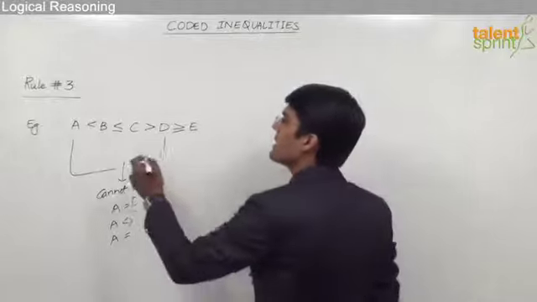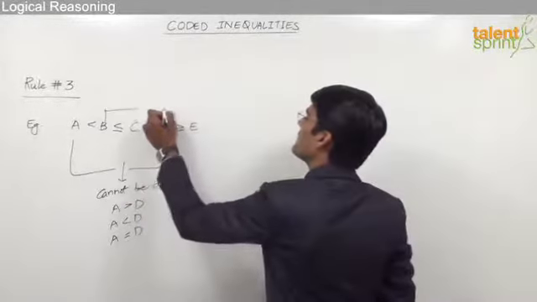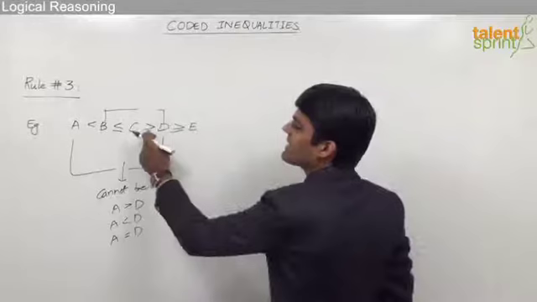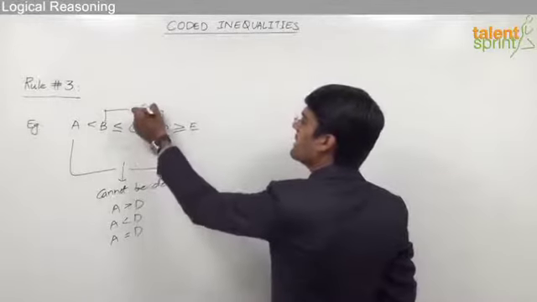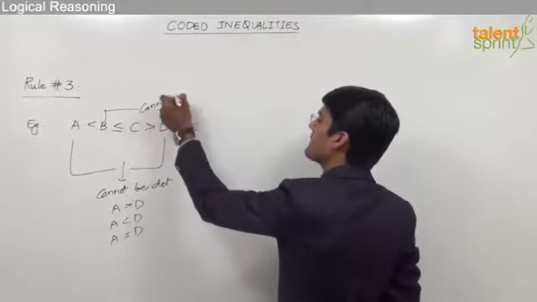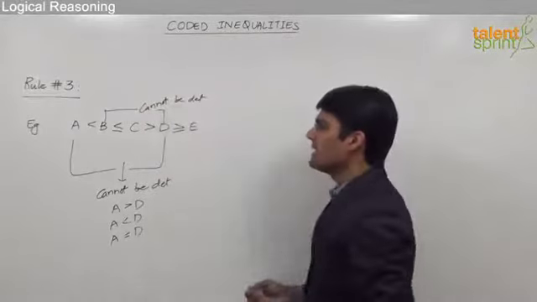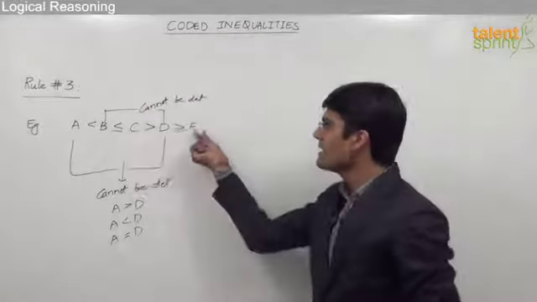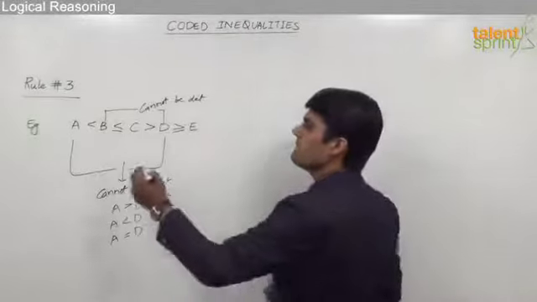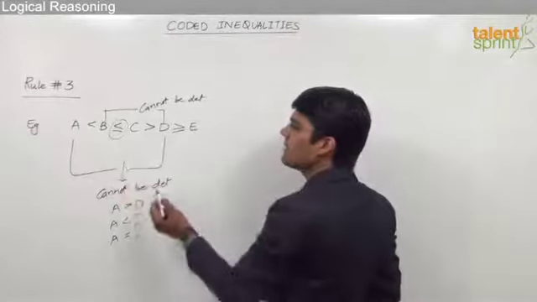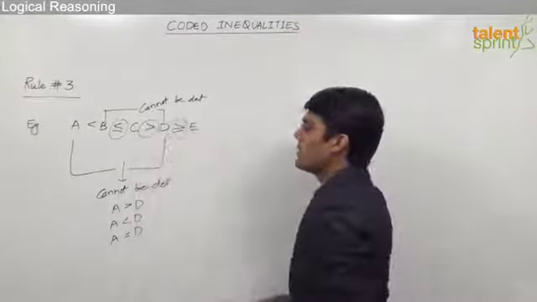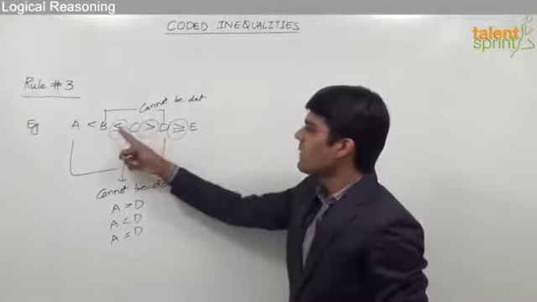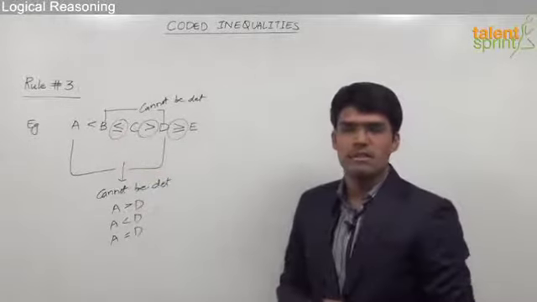Similarly, if we try to compare the variable B with variable D, we find that there are dissimilar inequalities. So again here the relationship cannot be determined. And the same thing happens when we compare the variables B and E. Again in between B and E we have less than or equal to, greater than and greater than or equal to. So as there are dissimilar inequalities between them, those two variables cannot be compared.